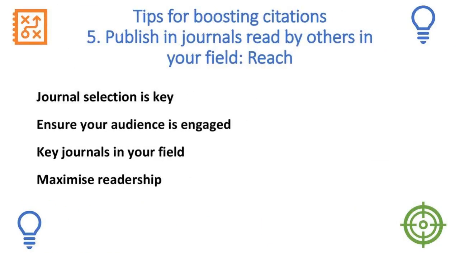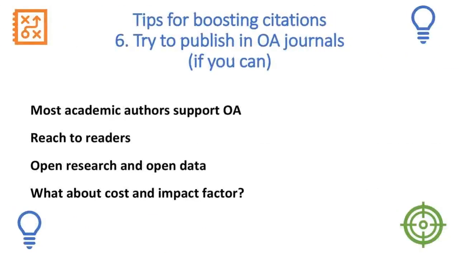Tip number 5, make sure you publish in journals that other people in your field read. We talked about this already. Journal selection is key. Ensure your audience is engaged. Submit to key journals in your field in order that you can maximize your readership. How to do this? Look at the journals that other people, other key workers, other international colleagues in your field are writing and submitting their research to, and use those journals for your work as well.